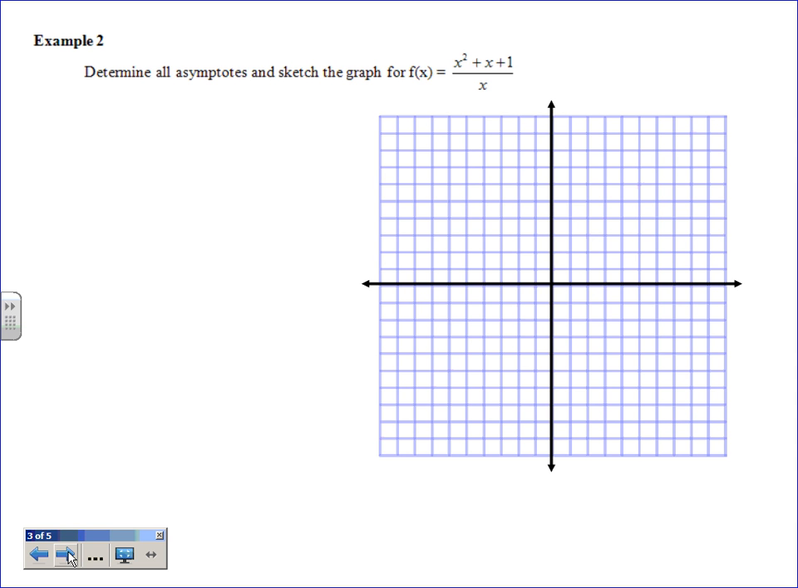I don't see any either. Because some people might want to try and cross off all those x's, but that +1 stops you from doing that. All right? So no holes. That's awesome. So then we can start looking at asymptotes.